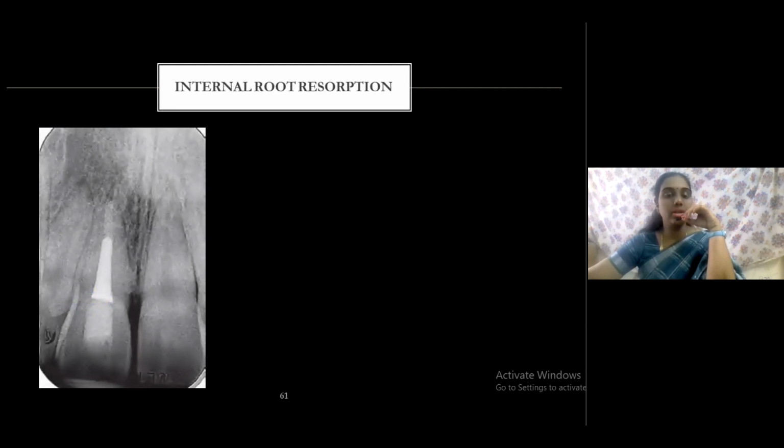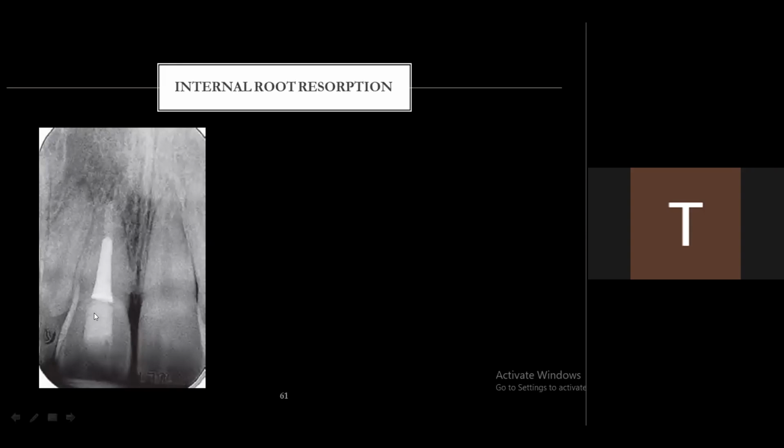This is one more case of internal resorption. This is an intraoral periapical radiograph where there is a root canal treated tooth.